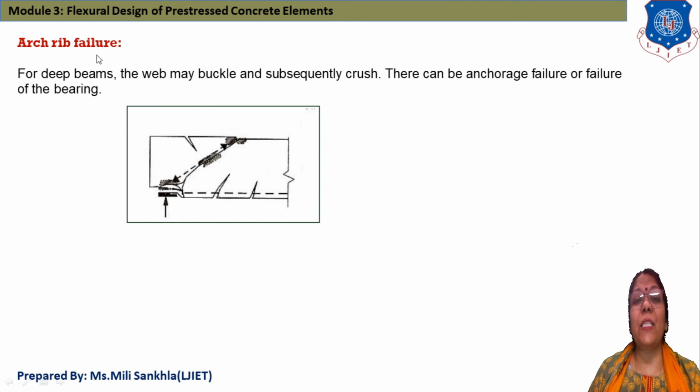Now arch reeve failure, deep beam. If the depth of the beam is more compared to a normal section, the web may buckle. There will be a chance of buckling of the web if our depth of beam is more compared to normal dimension, and subsequently this web is subjected to crushing. There can be anchorage failure or failure of bearing. So there are two possibilities for arch reeve failure, bearing failure or anchorage failure. Here is the image of arch reeve failure.